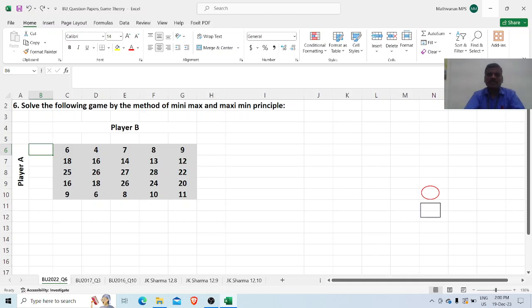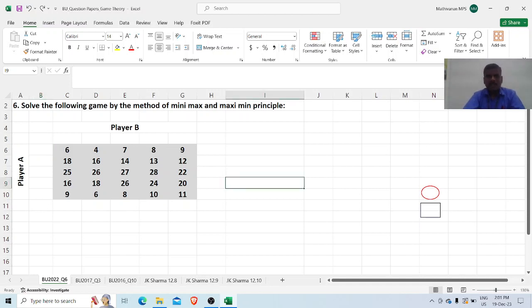There is a problem in question number 6. I will read the problem. Solve the following game by the method of minimax and maximum principle. The payoff matrix for player A and player B is given.